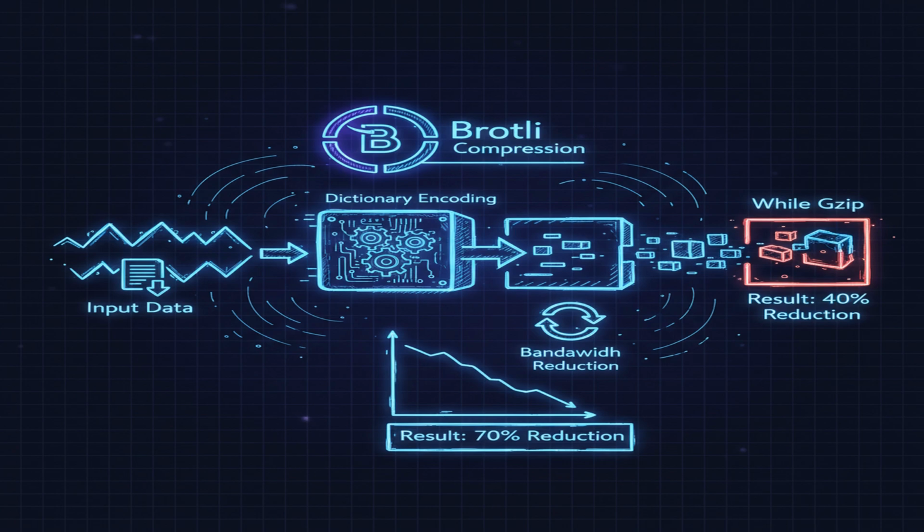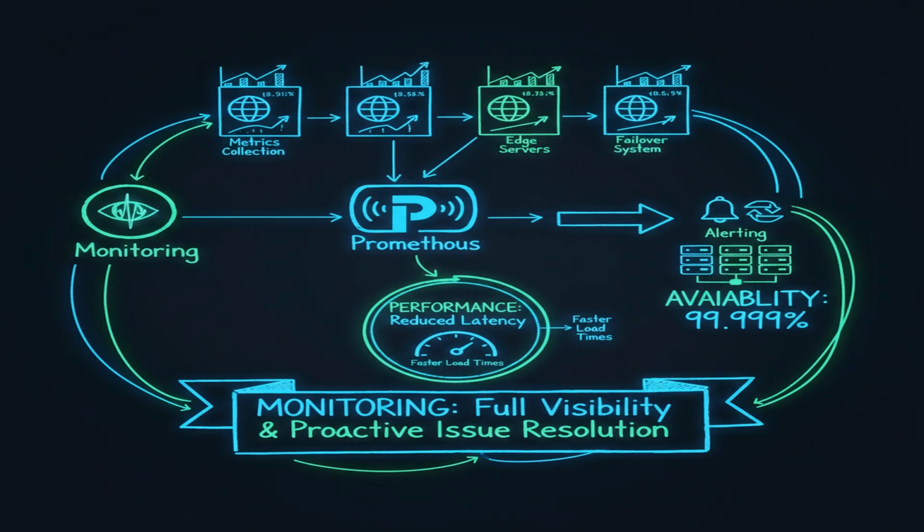Building upon efficient routing, CDNs also employ advanced compression techniques. While gzip is widely used, Brotli offers superior compression ratios, reducing file sizes and bandwidth consumption. Brotli leverages a dictionary-based approach, finding repeated sequences. This lowers transfer times, improving website loading speed, and reducing costs for content providers.